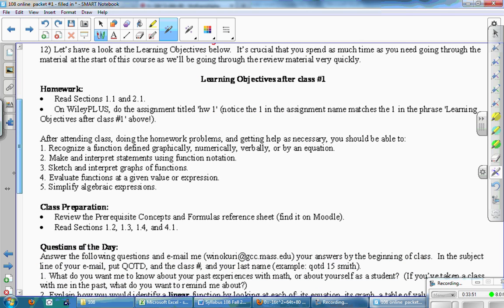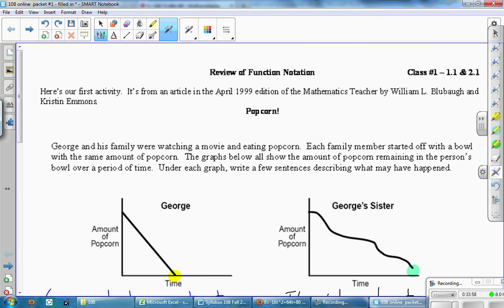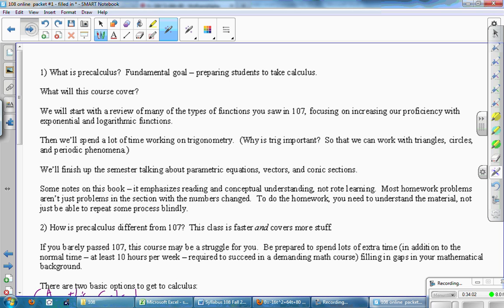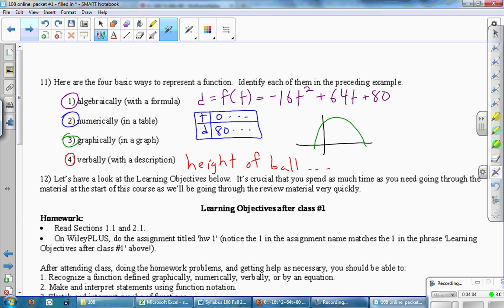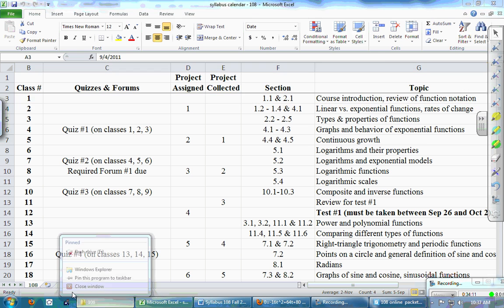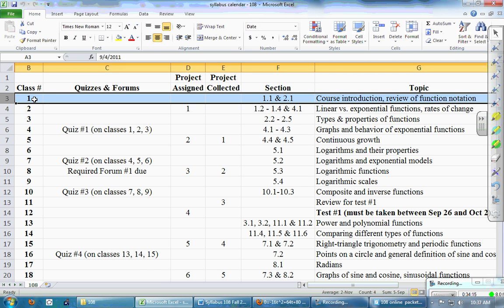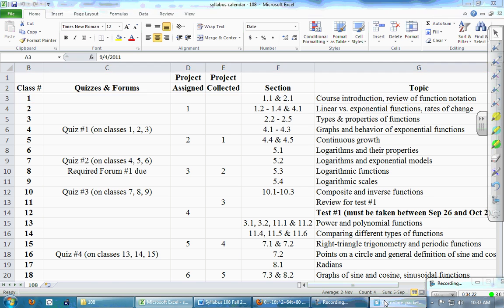Okay. Learning objectives after class number 1. That 1 means something. That 1 is the same one that we saw on the very first page. We start with class number 1, and then at the end of the day, it says learning objectives after class number 1. And I also want to point out that that number 1 is the same number 1 that we saw right there. Class number 1. And so the next class that we're going to do will be numbered class number 2. So if you are lost, just take a look at that number right there.